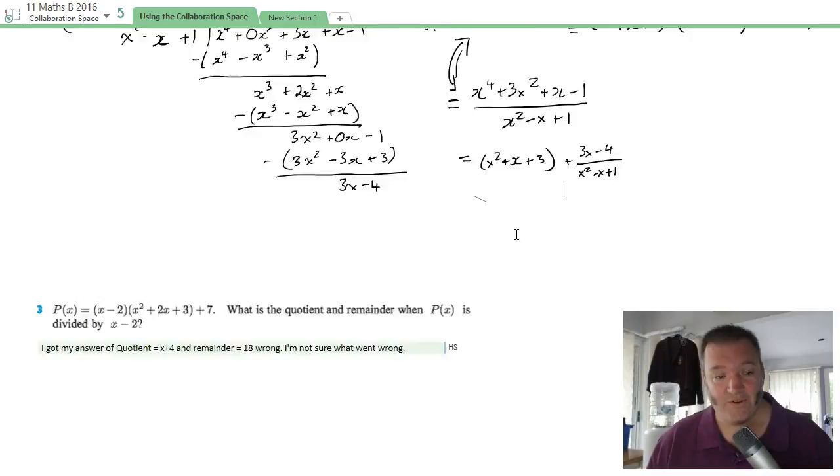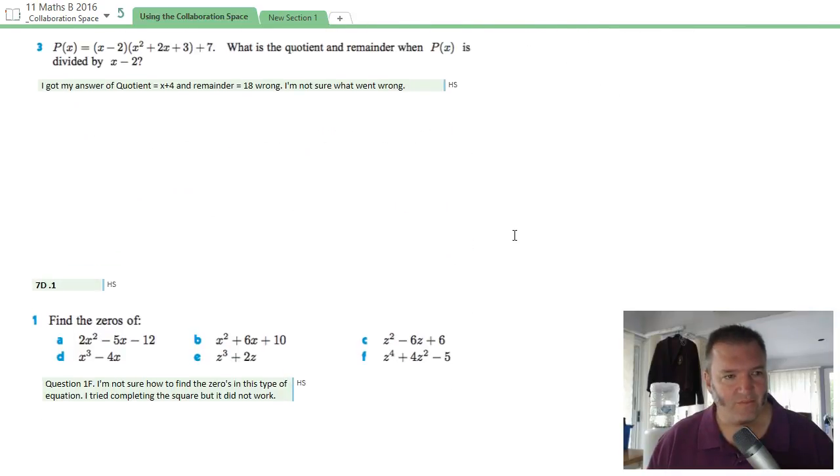All right, let's move on to something else. P of x equals x take 2, x squared plus 2x plus 3 plus 7 outside the bracket. What is the quotient and remainder when p of x is divided by x minus 2? Well, you can see when p of x is divided by x minus 2, I got my answer of the quotient equals x plus 4. Not sure what went wrong. Well, you can see this is in the form that they just talked about before. We've got d of x, then q of x.